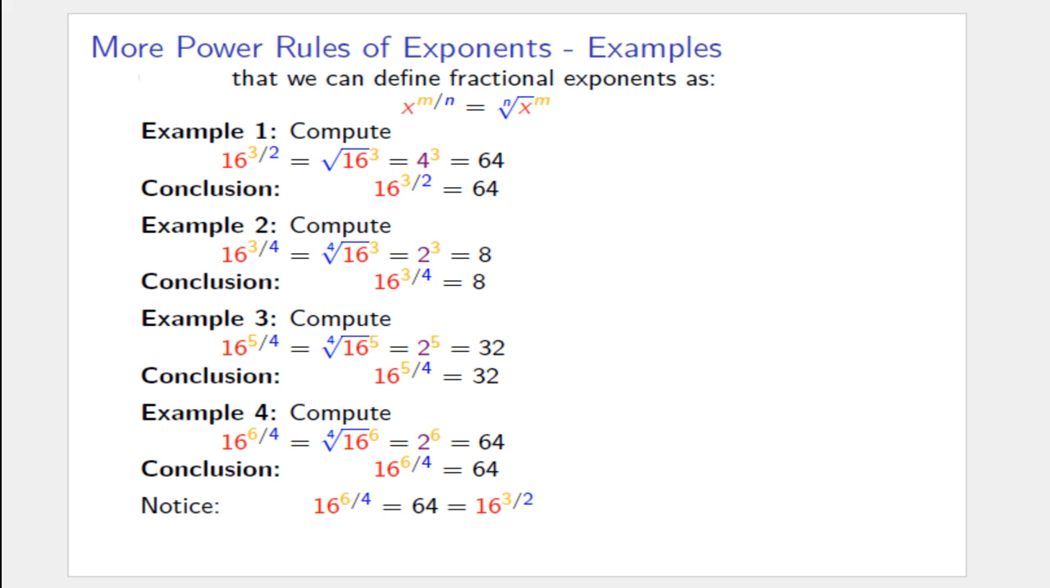Notice here that 16 to the 6 fourths is 64, and 16 to the 3 halves is 64. But this should not come as a surprise, since 6 fourths equals 3 halves.